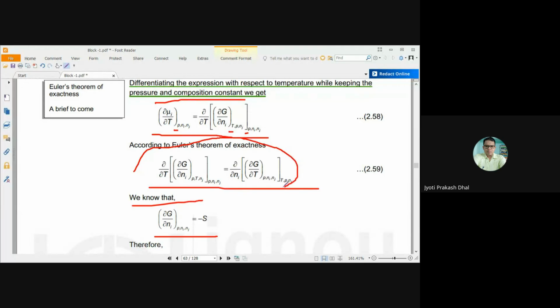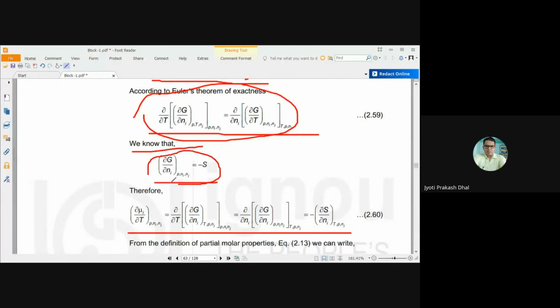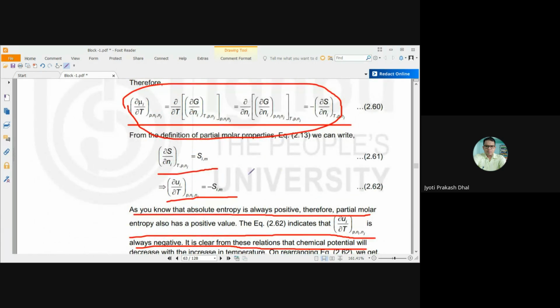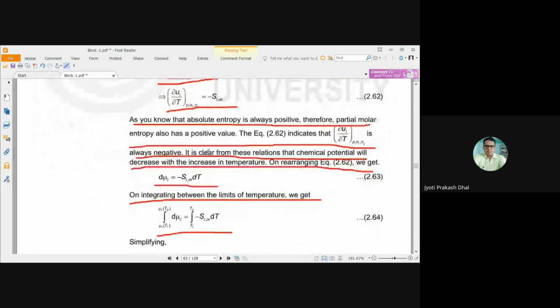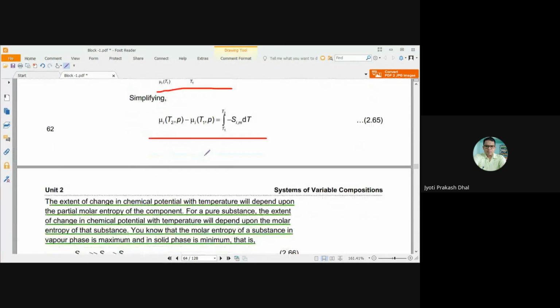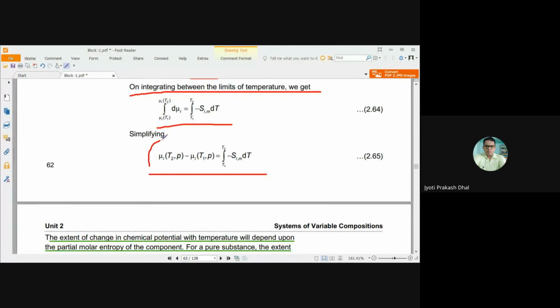Now using Euler's relationship, we can write this equal to minus S. Therefore, the overall equation can be represented like this. And here, you can apply the definition of partial molar property, that is del S by del Ni at constant temperature, pressure, and constant remaining number of moles, that is called SiM. So this is another partial molar property, the partial molar entropy, SiM. Now putting the values and simplifying, we can write mu I at T2, P.